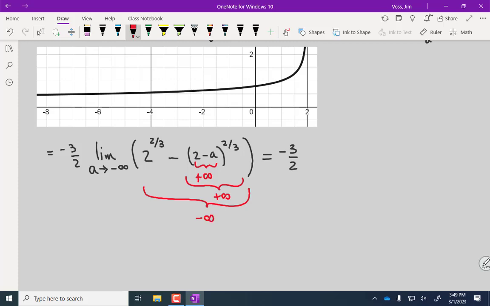And then negative infinity multiplied by negative 3/2. If we wrote 3 infinity over 2 infinity, how would you feel? Angry. All right, so that's going to be infinite.